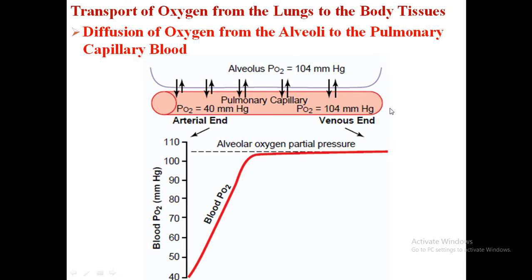So that at the other end, which is the venous end, we have equal pressure, that is 104. And this is the venous end of pulmonary capillary blood, that is having the oxygenated blood. So the blood which emerges out from the lung has the partial pressure of 104. This event is here graphically shown that at this arterial end, we have the pressure that is 40 mmHg. As the diffusion process takes place, at the venous end this becomes 104 mmHg.